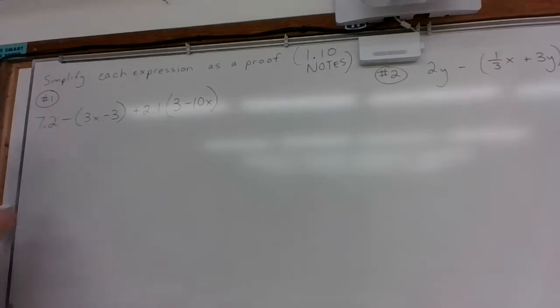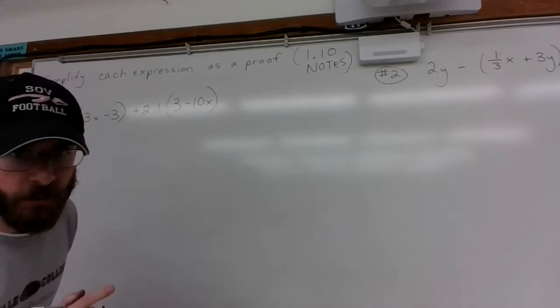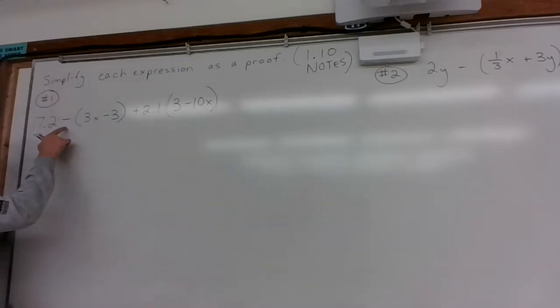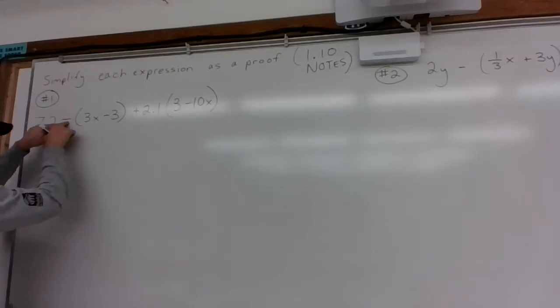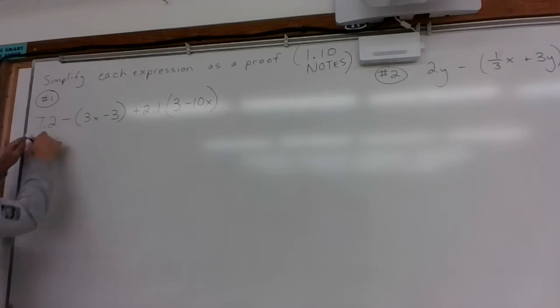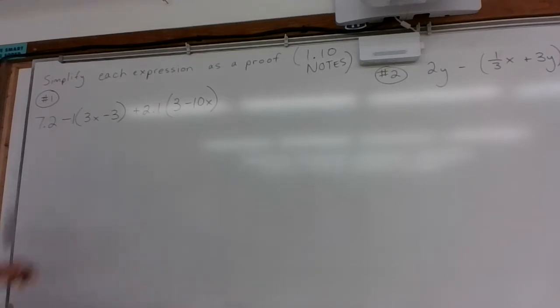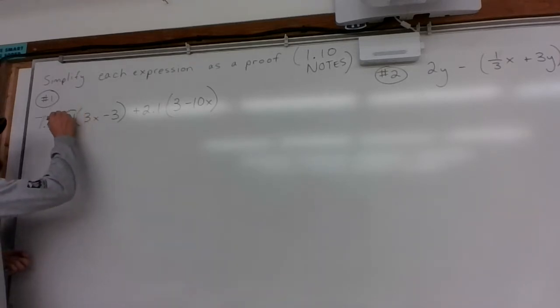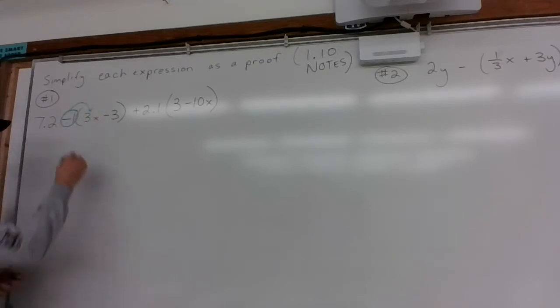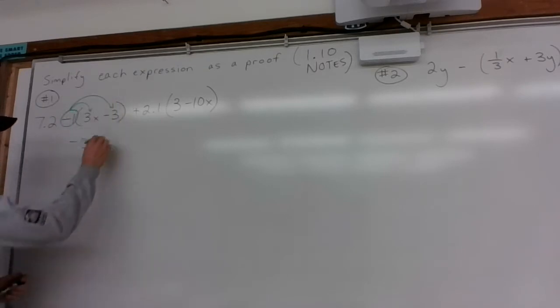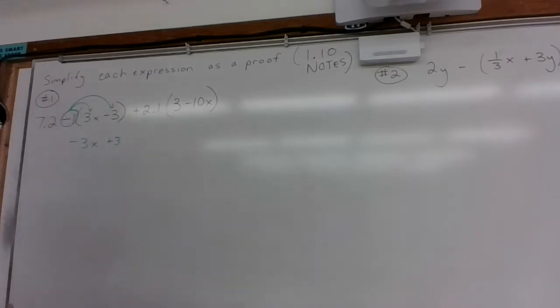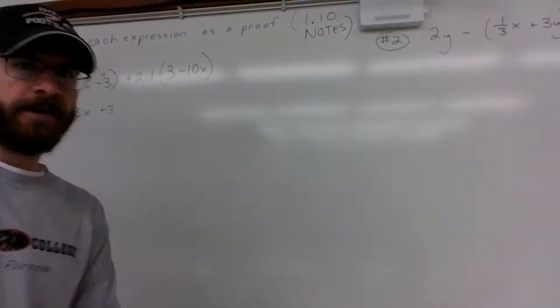whatever's on the outside. Now, I'm not going to multiply by 7.2, because there is subtraction here. Subtraction is not multiplication. There's an implied 1 right here, which is what we're going to distribute through to these parts. So take negative 1 times 3x, gives you minus 3x. Take a negative 1 times negative 3, that gives you plus 3. Okay.